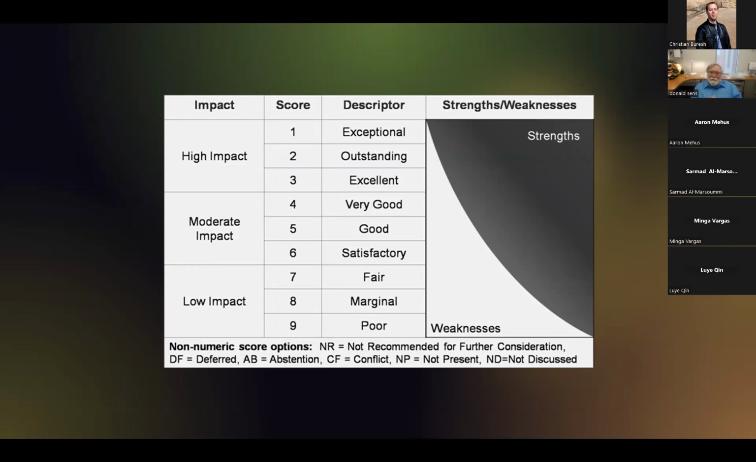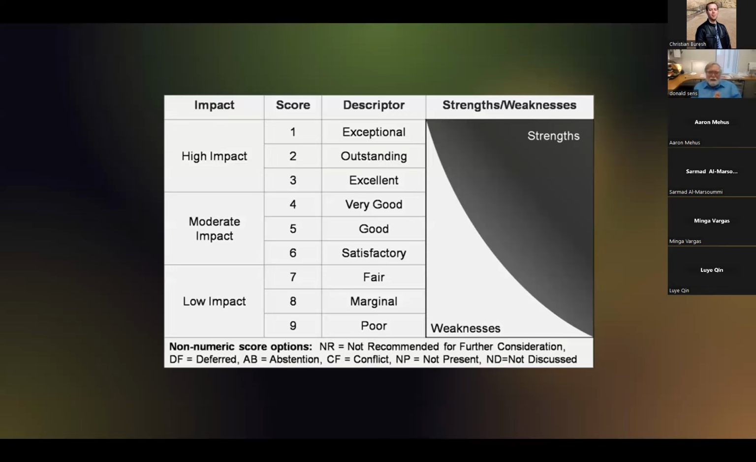And then you get into low impact, 7, 8, and 9, which is a fair, marginal, or a poor impact of the study. And very few grants get down into the low impact category. Most grants that are submitted have at least a moderate impact if they are completed, but they very seldom fall into fair, marginal, or poor. The NIH would like people to use that designation more, but when we go over what each one means, you'll see why.